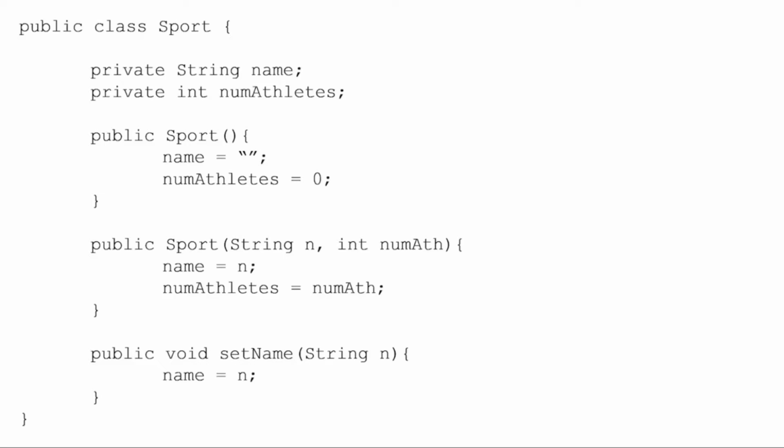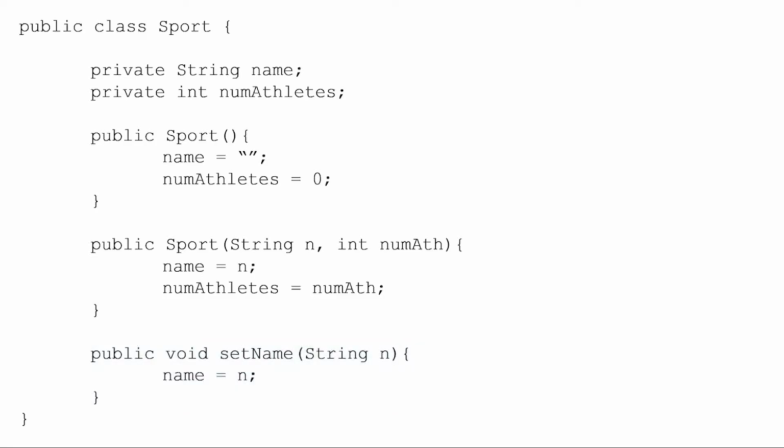Let's look at another example using a sport class. Here we have two instance variables, name and number of athletes. We can also see a default constructor and an overloaded constructor. These constructors set the initial state of the instance variables. The state of the instance variables can be updated using the mutator method setName.